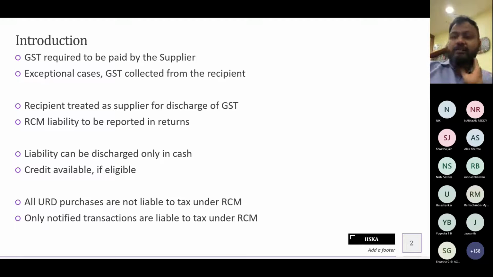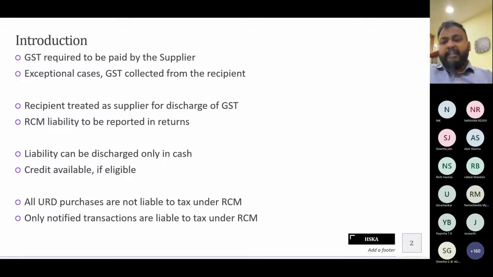And if you are eligible to claim input tax credit, then definitely you will be able to claim the input tax credit of the same. Now, why do I say eligible? Because if you have procured something which is going to be used for exempt purposes, then you're not going to get the input tax credit. So whatever criteria are applicable for forward charge tax which you have paid, the same thing will apply even for reverse charge transactions. Now, again, to reiterate, all unregistered dealer purchases are not liable to tax under reverse charge mechanism. Next, Amarnath. Only notified transactions are liable to tax under reverse charge mechanism.